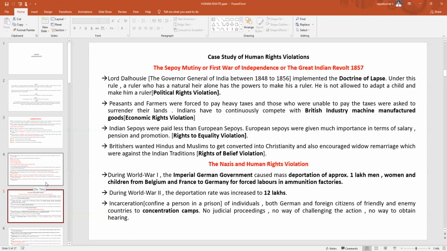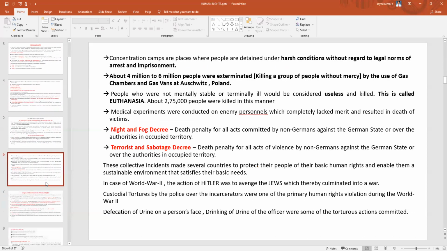They have to move only within limited areas. They cannot have whatever food they want. There were no judicial proceedings, no way of challenging the action, no way to obtain a hearing. So these were some of the greatest human rights violations that took place during the Nazi period. In concentration camps, people were treated under harsh conditions without any legal norms. For example, if the Nazis found a person to be against their rule or policy, they would incarcerate him in another concentration camp and ensure that he was beaten to death. Such very cruel acts were carried out by the Nazis.